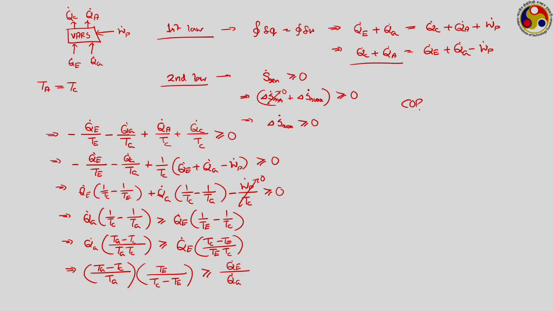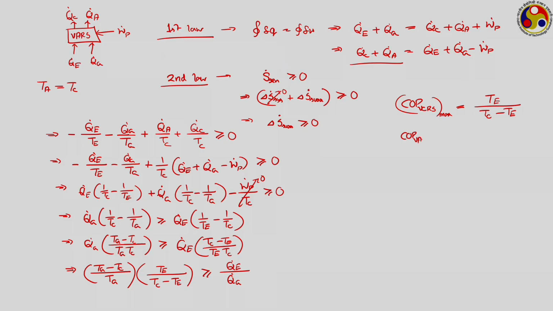COP of an equivalent vapor compression cycle, the maximum value should be equal to the corresponding Carnot refrigeration cycle COP, which is nothing but Te upon Tc minus Te. So, this is the maximum COP an equivalent VCRS system can have. And the VARS that we are talking about, if this cycle is completely reversible, then it is going to have the maximum COP, and if the cycle is completely reversible, then the rate of entropy generation also will be equal to 0.